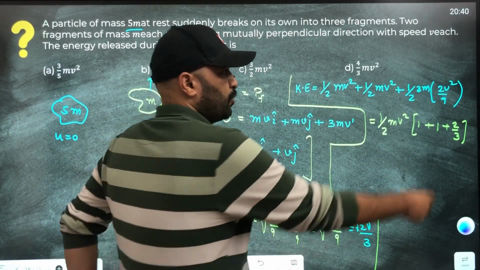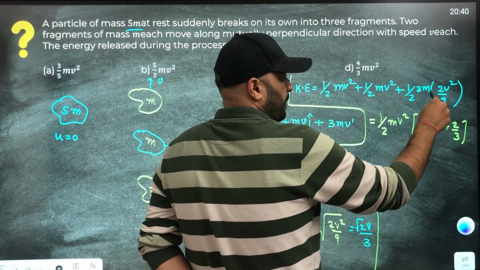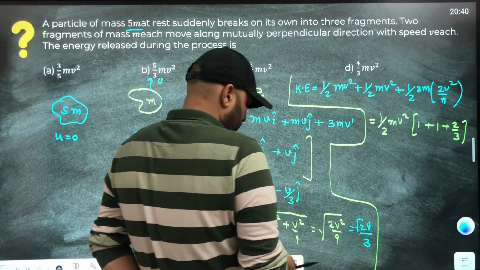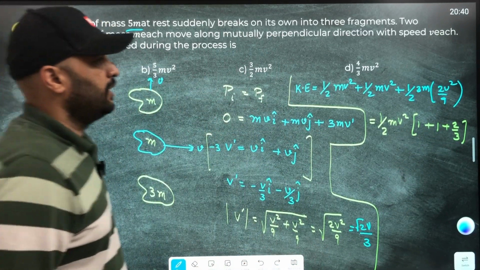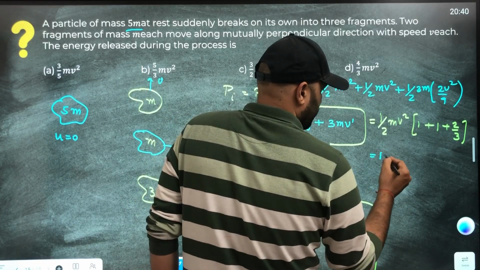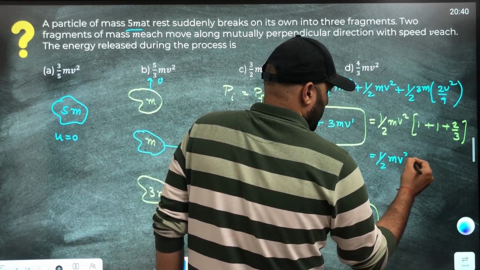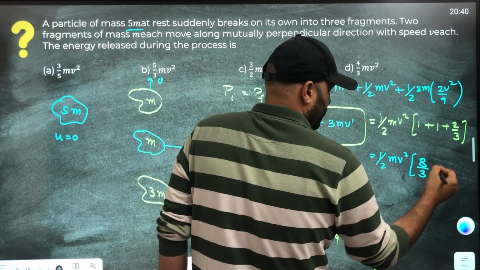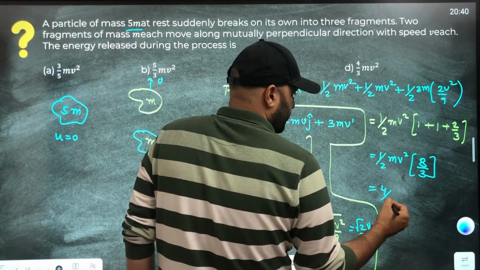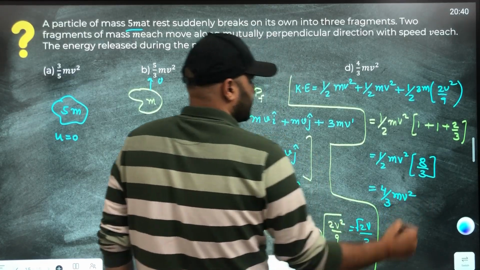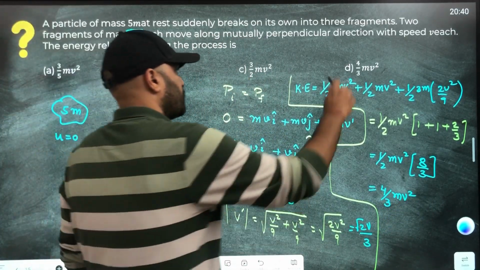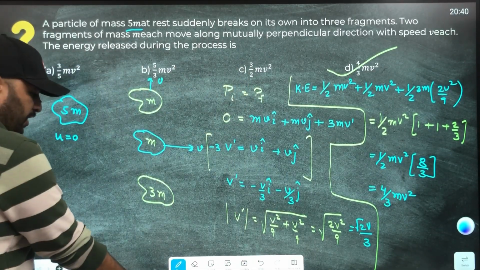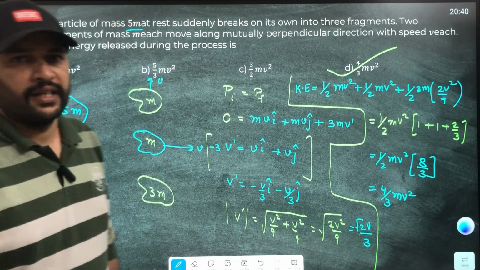Okay. So how did you get 2 by 3 here? See, half m and v square I have taken out. So you are left with 3 times 6 upon 9. 6 upon 9 is nothing but 2 by 3. Clear? Now on solving, this will give us half mv square times 3 plus 2, 8 by 3. So that will be 4 by 3 mv square. That's the total energy. Is there any option 4 by 3 mv square? Yes, option D is correct for this particular problem. Okay. We'll continue with this in our next lecture. Okay.